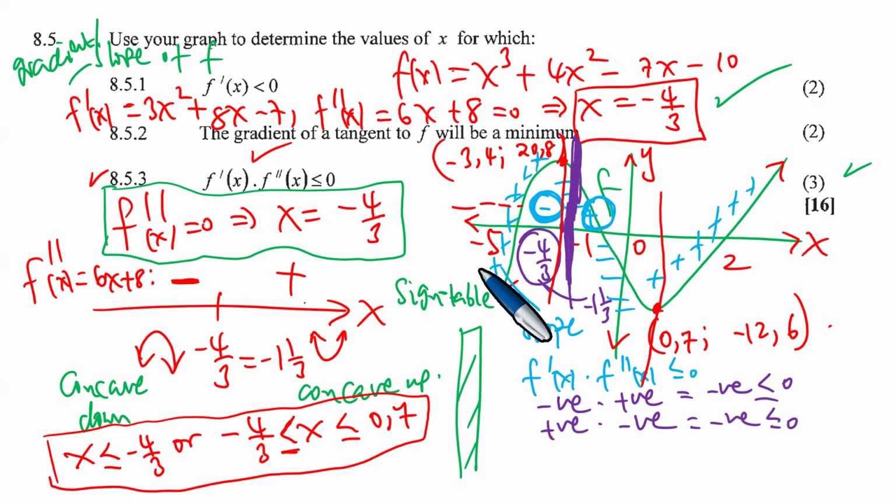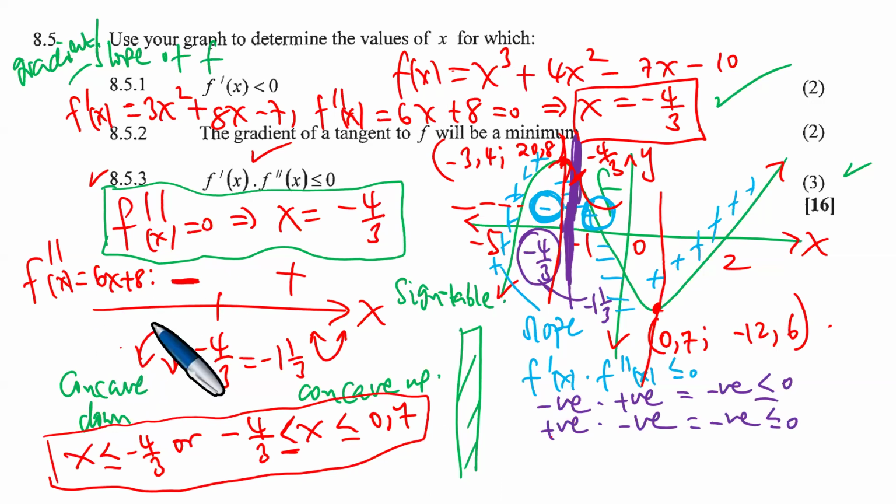By looking at the graph, you can see the graph here is concave up. So if this point here is minus 4/3, then it's concave up here, and this side here is concave down. Okay, so this is sort of what is happening. And obviously whenever it's concave up, it means a positive second derivative, and concave down, a negative second derivative. But this sort of becomes the conclusion.